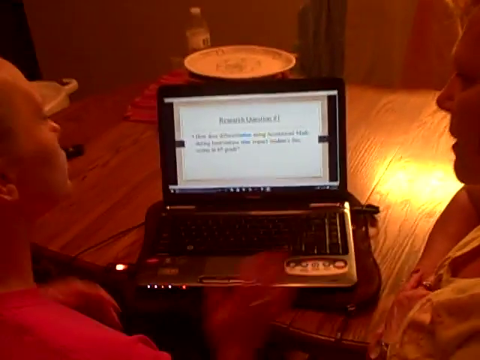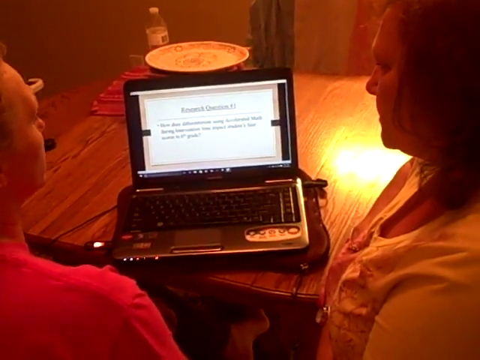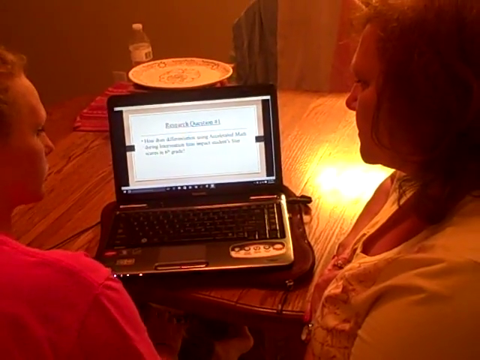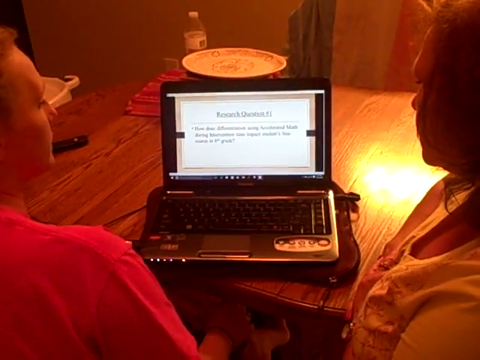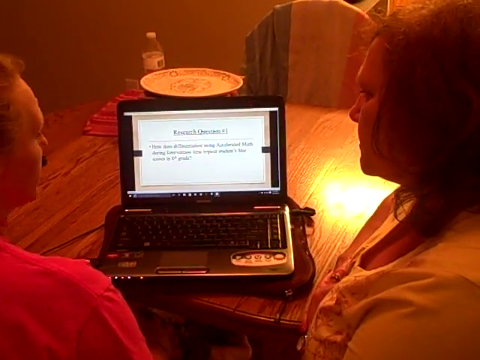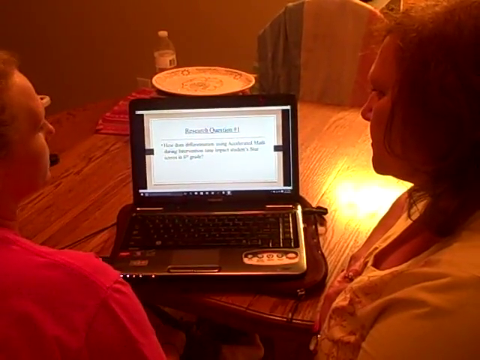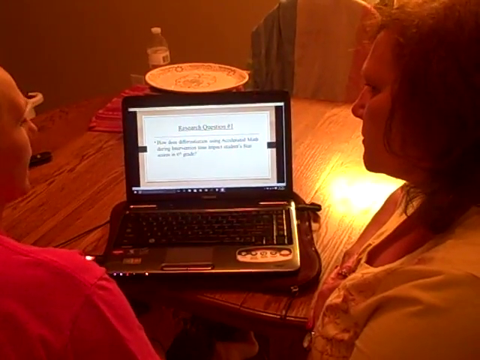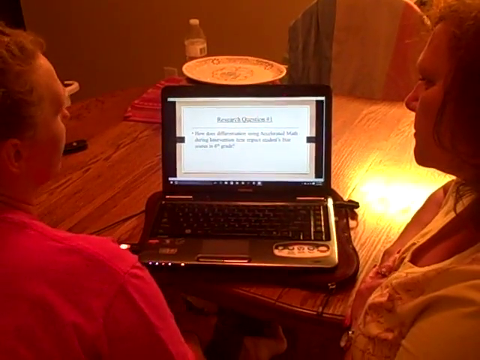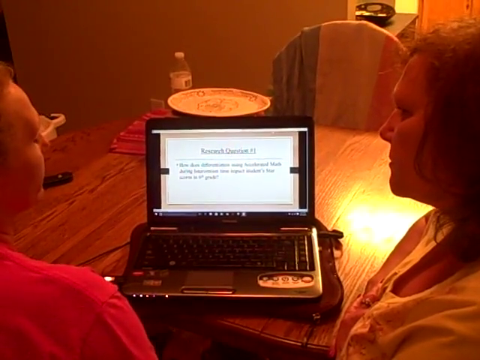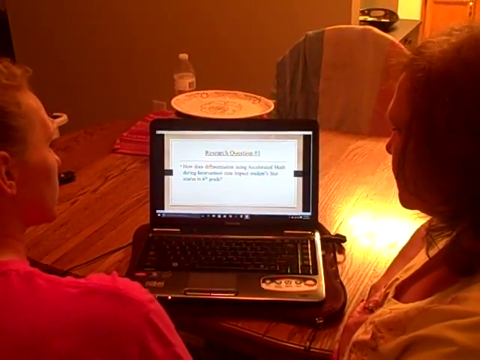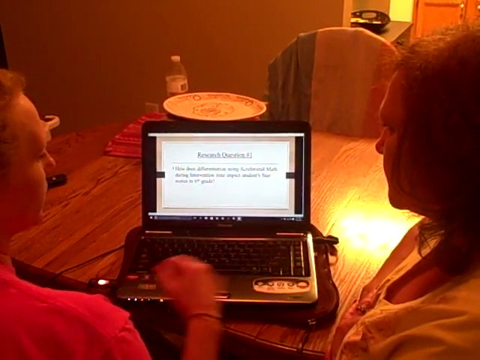Okay, so my research question is, how does differentiation using accelerated math during intervention time impact students' STAR scores in 6th grade? So with the differentiation, like I said before, it's just with the CRA model. They're going to be using very concrete, manipulatives, getting to move things around with specific skills and concepts. Then we'll move on to drawings and tables, pictures with that same concept and skill, and lastly move into the abstract, so very procedural. So then the students can see the connections and then hopefully get that conceptual understanding of the math.